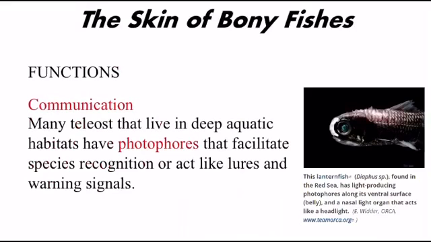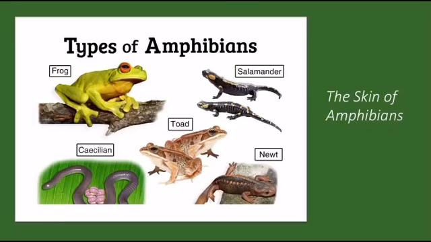This is a photo of a lantern fish, which is found in the Red Sea. It has light producing photophores along its ventral surface, meaning near the belly, and a nasal light organ is also present here. This is a nasal light organ that acts like a headlight. So this was all about the integumentary system of fishes. Our next topic is the integumentary system of amphibians, or the skin of amphibians.